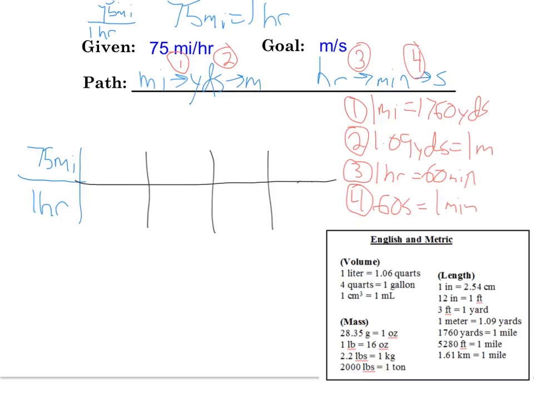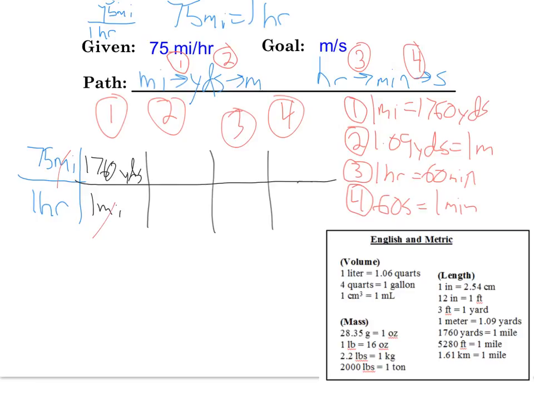Here we have 75 miles on top, so if I have miles on top, I need to look at my first conversion. Again, you don't have to draw these numbers out. I'm just doing it so you guys can see that, okay, conversion 1 is going to go here, conversion 2 here, conversion 3, and conversion 4. So if we have miles on top, miles have to go on bottom, and therefore I'm going to write 1 mile per 1,760 yards.